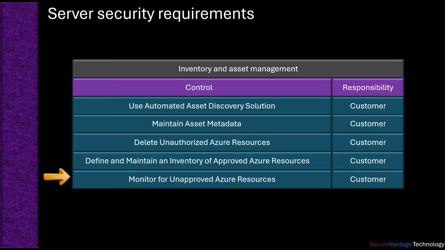Fifth control is monitor for unapproved Azure resources. Finally, it's crucial to keep an eye out for anything that shouldn't be there. This is like having a security guard checking to make sure only approved items are in your warehouse. In Azure, you can use Azure Policy to restrict the types of resources that can be created in your subscriptions. With built-in policy definitions like not allowed resource type and allowed resource type, you can set clear boundaries. Additionally, Azure Resource Graph can help you regularly query and discover resources, which ensures that no unapproved resources slip through the cracks.